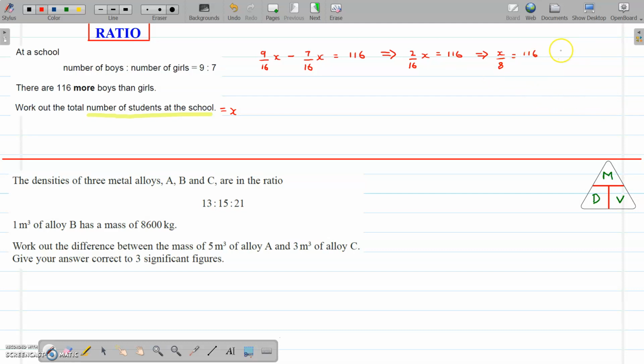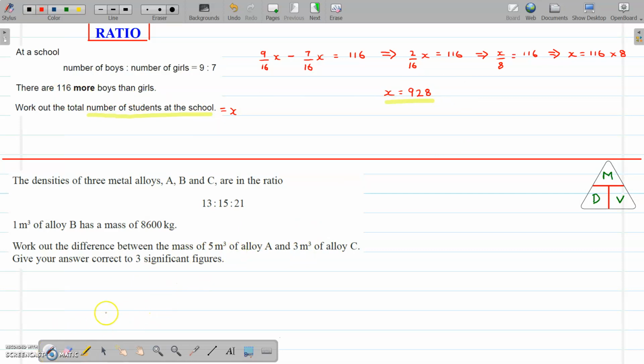There's only one more thing to do. Multiply both sides by 8. x equals 116 times 8. Put that onto the calculator or work it out if it's a non-calculator question, and you get that x equals 928 students. And that's it. If you had time and this was an exam question, at the end of the exam you would check that by splitting that up in the ratio 9 to 7 and seeing that it actually works. But it is right.